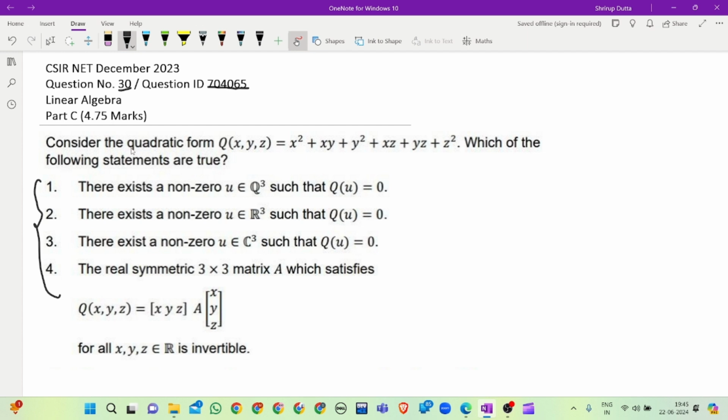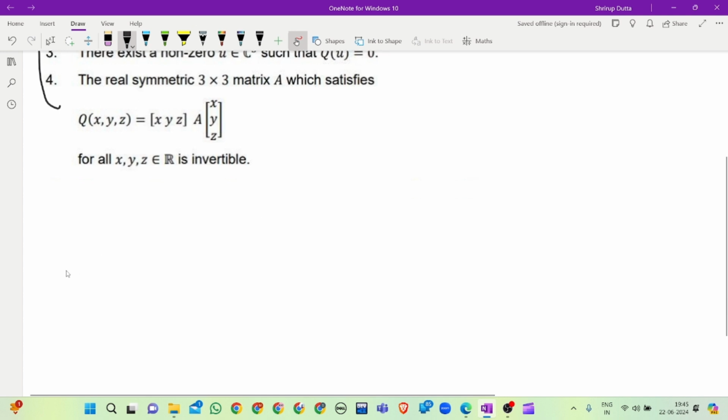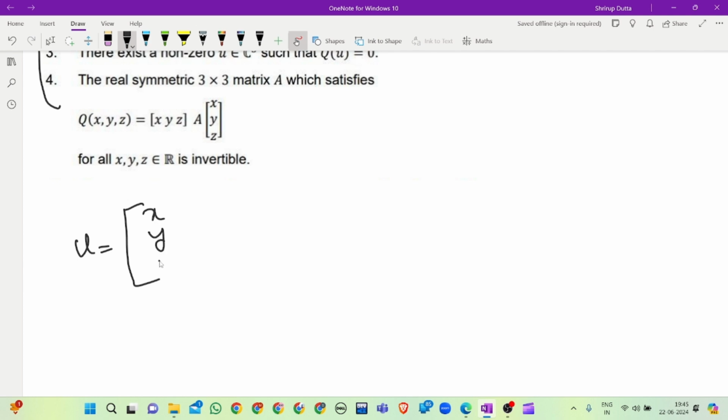Given a quadratic form Q of x, y, z, which is x square plus xy plus y square plus xz plus yz plus z square. The first option says there exists a non-zero vector u from Q cross Q cross Q, or Q cube, such that Q of u equals 0. Let's suppose u is the vector x, y, z such that Q of u equals 0.